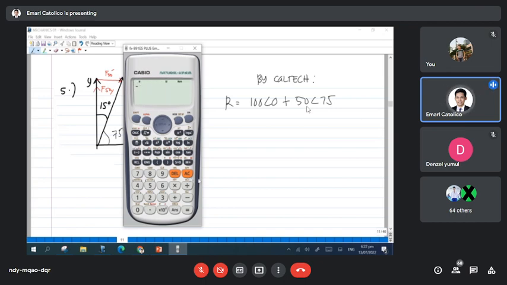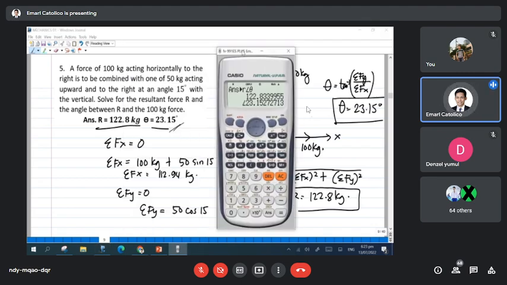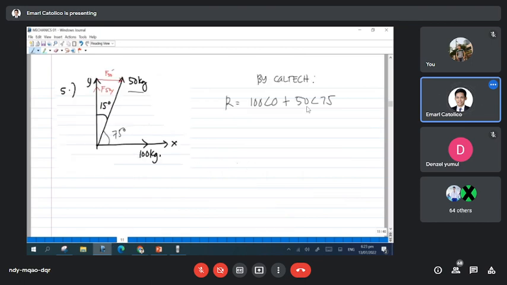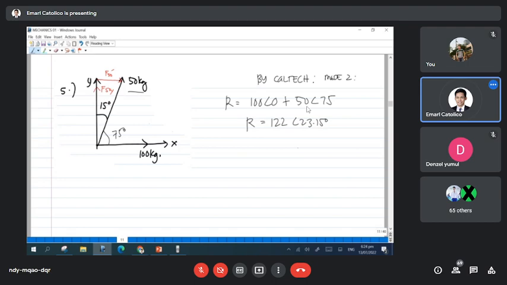Try ko nga yung mode 1. 100. Mode 2. Angle 0 plus 50 angle 75. Yeah, ano siguro to? Shift complex tapos number 3. Tama ba? Ayun, palabas din. So 112 angle 23. So yan yung Caltech natin. Sorry, medyo limot ko na. Ayun. So yan, 122 angle 23.50. So yung pinakamadaling way, Caltech. Mode 2 complex. 122 angle 23.15. So yan, basic.